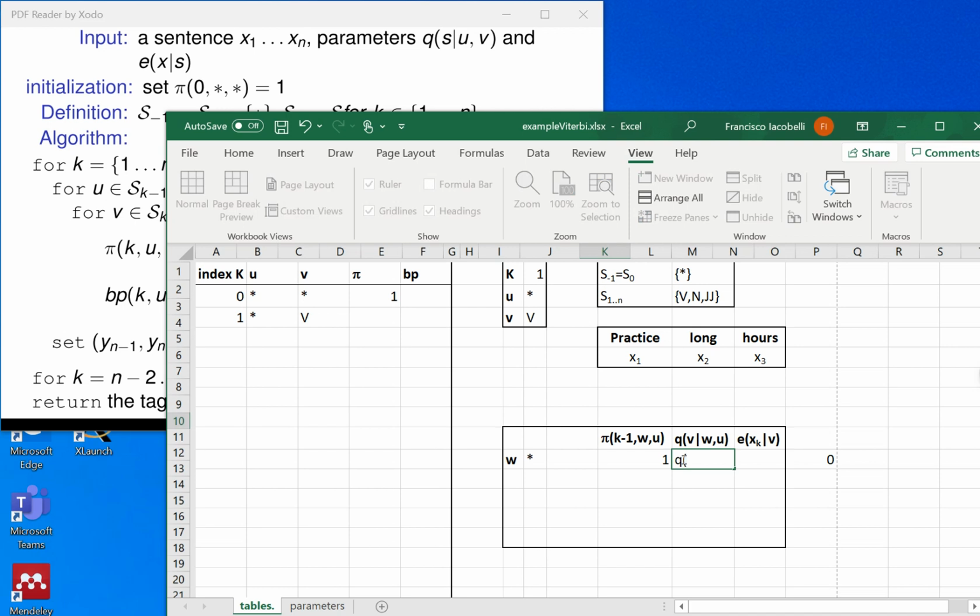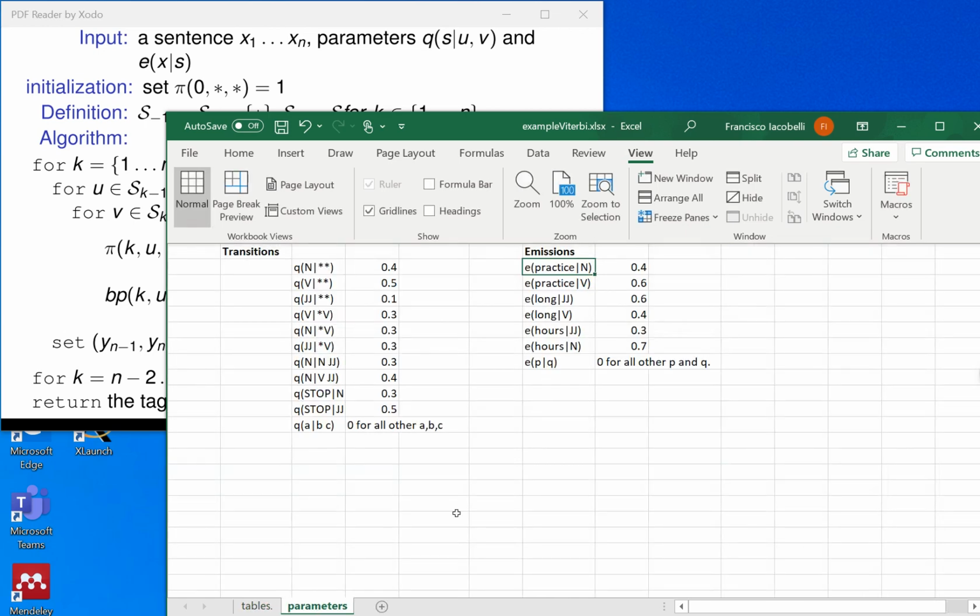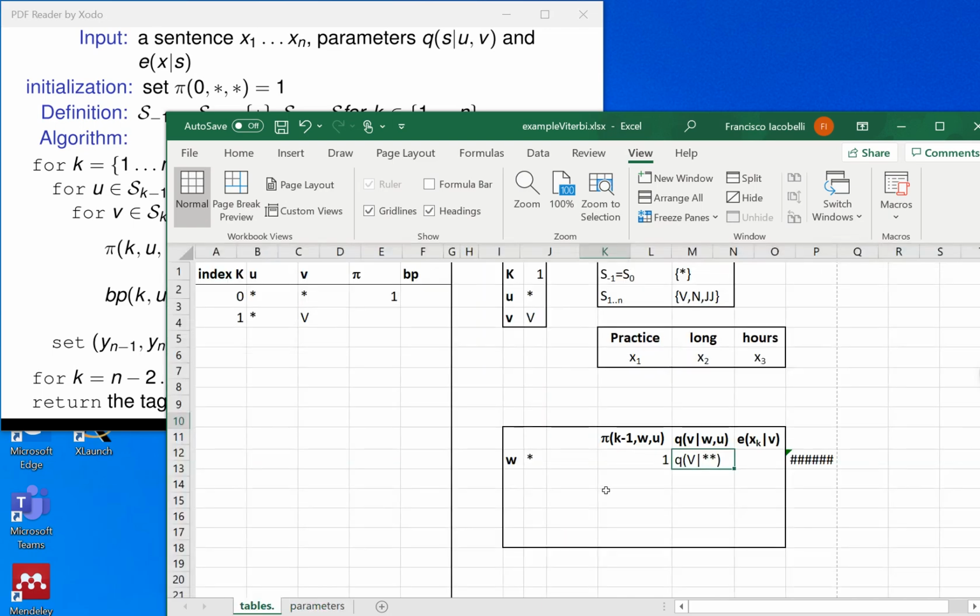Now, what is Q? Letter V is actually the tag V, W is a star. I'm just replacing the letters here. And U is also a star. So our parameter is Q of V, star, star. Let's go to our parameters, and we look for Q of V, star, star, right here, is 0.5. So we put 0.5 right here.